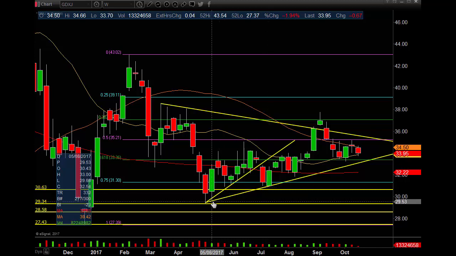So watch for that on the GDXJ. And remember, this one does the JNUG, so if this goes up or down, JNUG will go up and down as well. So watch out for that.